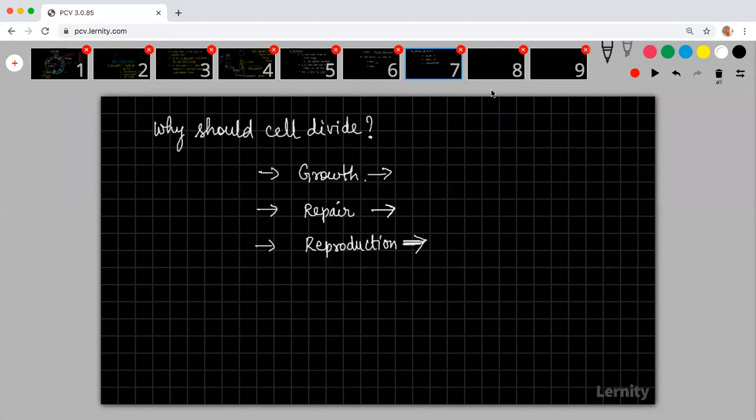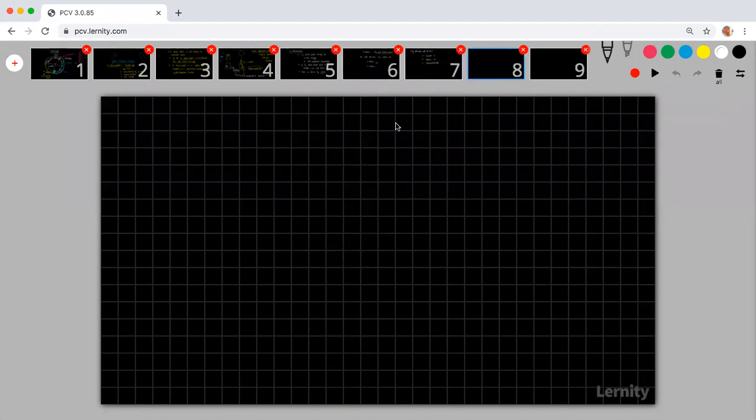Okay, so this is why cells should divide. So now moving on further, you have two types of cell division. One is what we call mitosis. The other one is called meiosis. We need to understand what it is. So say for example, my body, one cell is there, another cell should be formed. My body has 46 chromosomes. Two new cells are to be formed.